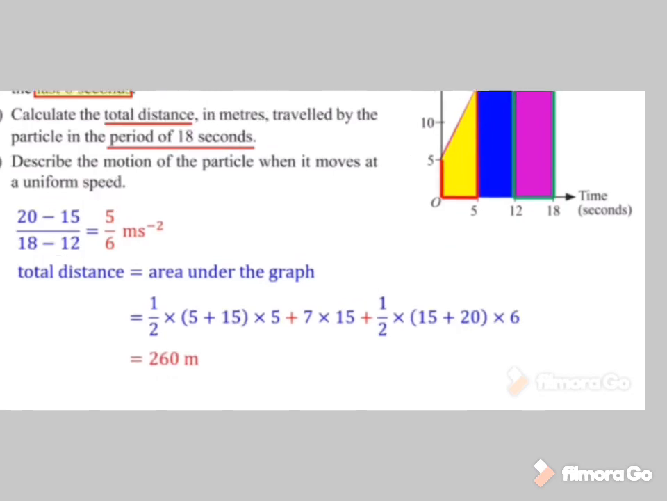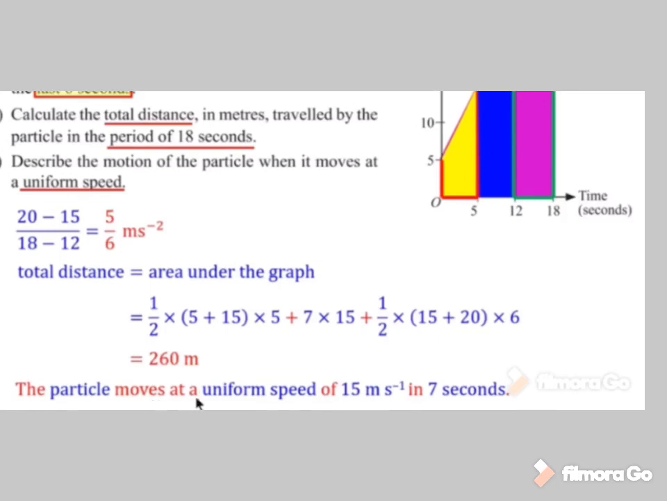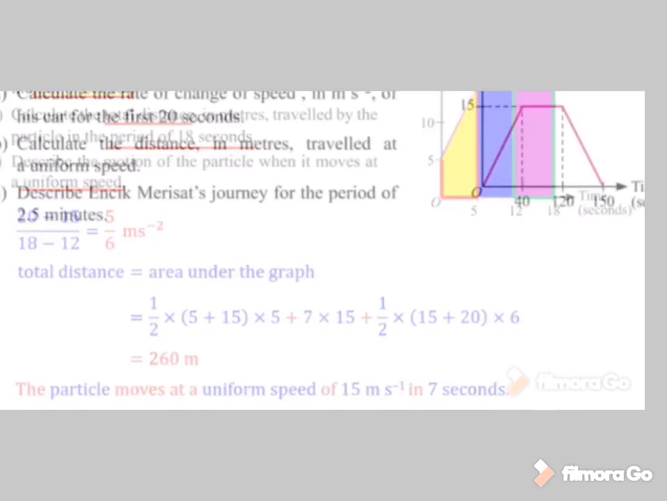Next, question C. Describe the motion of the particle when it moves at a uniform speed. Uniform speed means the horizontal part. It happened at 15 meters per second, and the time is from 5 seconds to 12 seconds. So the particle moves at a uniform speed of 15 meters per second for 7 seconds. 5 to 12 is 7 seconds. You need to write in a complete sentence.